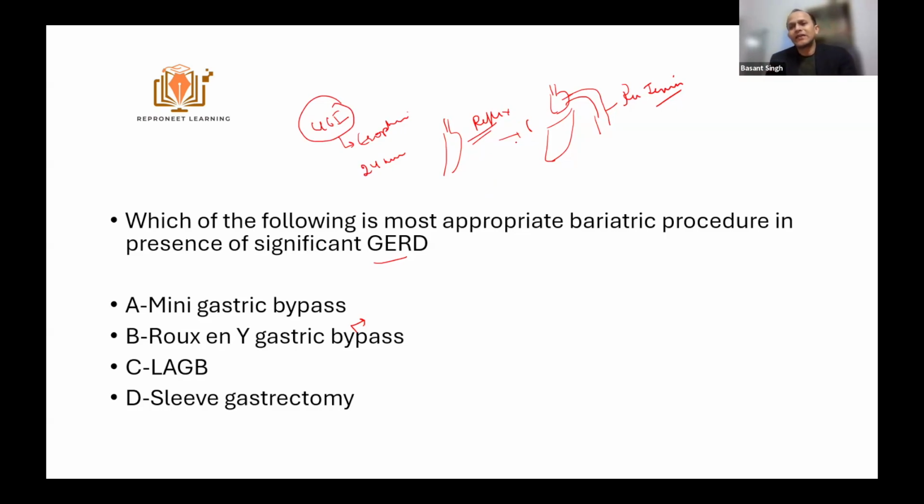So only if you have significant GERD, so if you have LA grade C or grade D esophagitis, then only it makes sense to do a Roux-en-Y gastric bypass. Otherwise, sleeve gastrectomy is a very well tolerable surgery. All right.